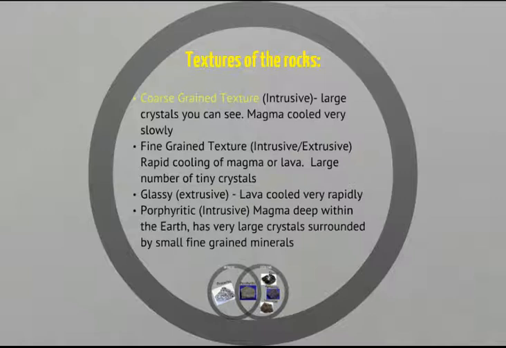And then we have something called porphyritic igneous rock. And those igneous rocks actually cooled super, super deep into the Earth. And so they have very large crystals, but as they rose to the Earth's surface, small fine-grained minerals surround them. So you have kind of a little combination between the fine grain and the coarse grain texture.